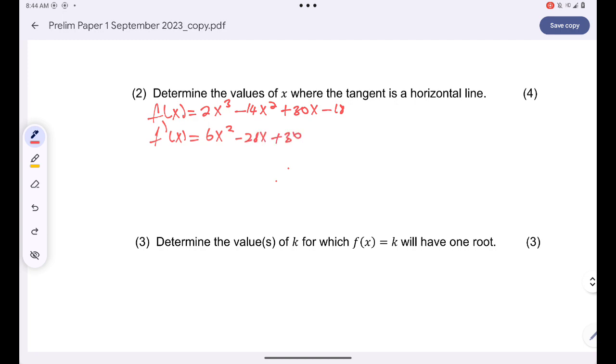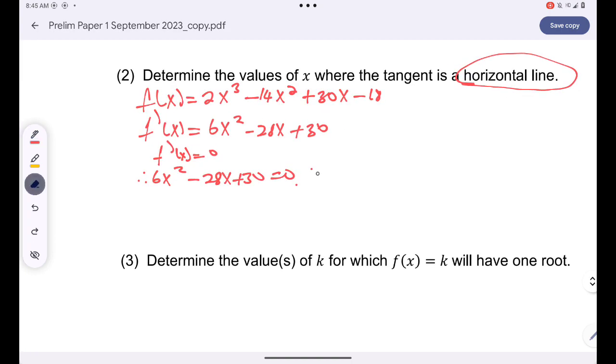Why am I finding the derivative, guys? Because at turning point, I know that the gradient of my tangent is equal to 0. Why is the gradient of a tangent equal to 0? Because I have a horizontal line. A gradient of a horizontal line is forever 0. So I'll simply say f prime of x is just equal to 0, and therefore 6x squared minus 28x plus 30 is equal to 0.